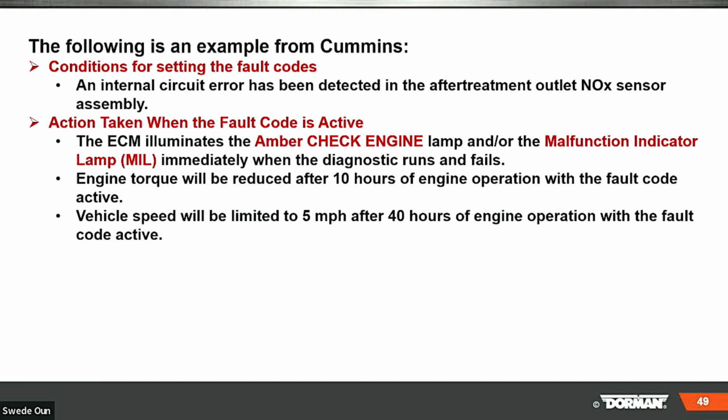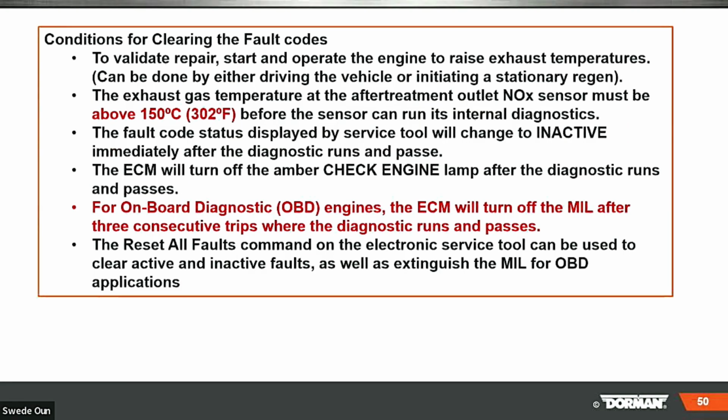The condition for setting the fault code: an internal circuit error has been detected in the aftertreatment outlet NOx sensor. What's the action taken when the fault code is active? The ECM illuminates the amber check engine lamp and/or malfunction indicator lamp immediately when the diagnostic runs and fails. Engine torque will be reduced after 10 hours of engine operation with the fault code active. Vehicle speed will be limited to 5 miles per hour after 40 hours of engine operation. And that's our rule, guys.